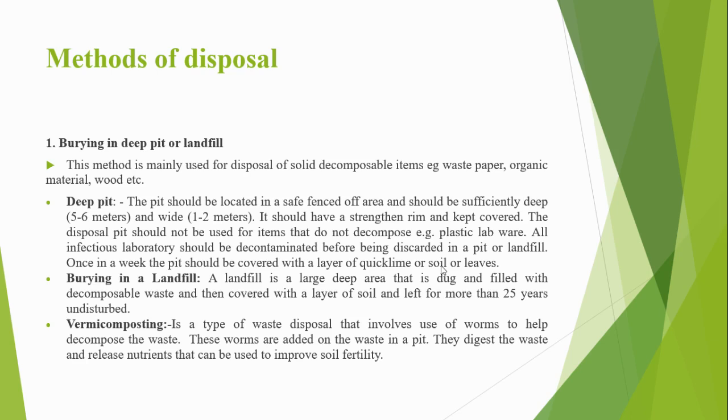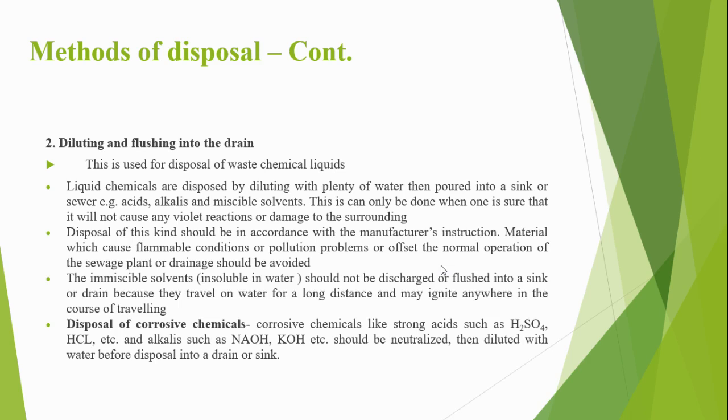There are several. The first one is burying in a deep pit. Burying can be done in three ways. You can do what is called a deep pit. You can also do landfill, and then you can do vermicomposting. The second method is diluting and flushing into the drain. This method is used to dispose of acids. Before you pour acids in the sink, you need to dilute them in a sufficient quantity of water.